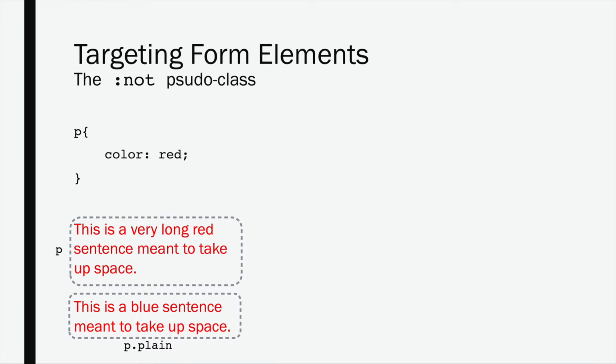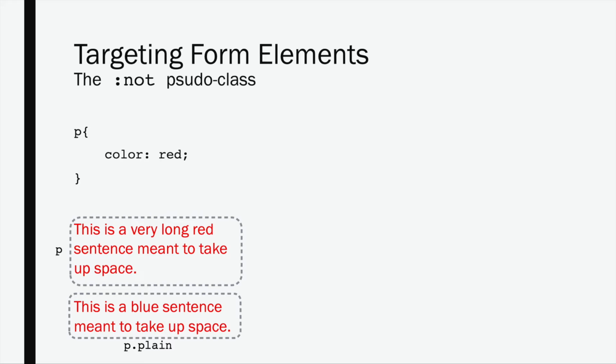You can also use the not pseudo class. This one's a little tricky, let me explain. By specifying the paragraph element and then using the rule of color red, you can actually set every single P tag or paragraph tag to have the color of red, including any P tags that have classes.